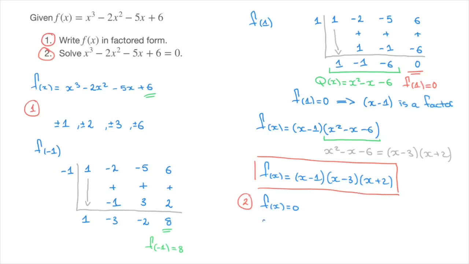In other words, if x minus 1 equals 0, which would lead to x equals 1, or if x minus 3 equals 0, which would lead to x equals 3. And finally, if x plus 2 equals 0, which would lead to x equals negative 2. And those are the three solutions to the equation. And there we have it. That's the end of this first example.